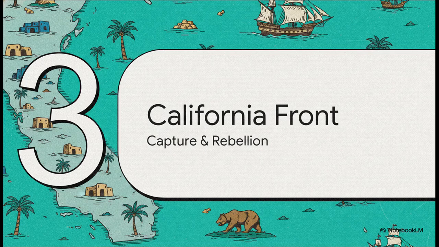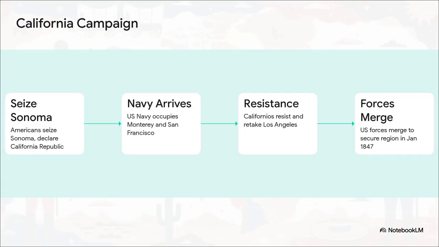Up next, Section 3, Capture and Rebellion of California. Let's move thousands of miles west to the Pacific Coast and see how this builds, because the operations out in California were completely uncoordinated at first. The whole thing actually kicked off when a small group of American immigrants just seized the town of Sonoma and declared their own independent California Republic. Soon after that, the U.S. Navy rolls up, occupying coastal cities like Monterrey and San Francisco without even firing a single shot.